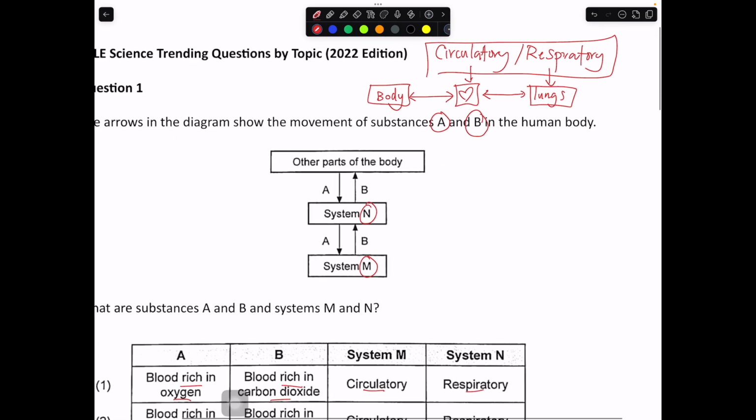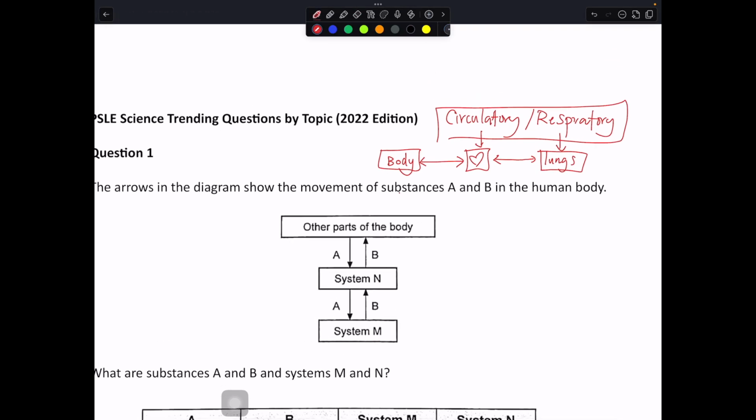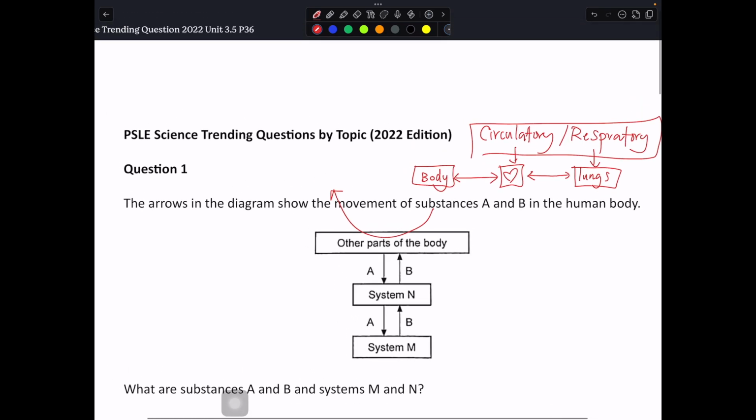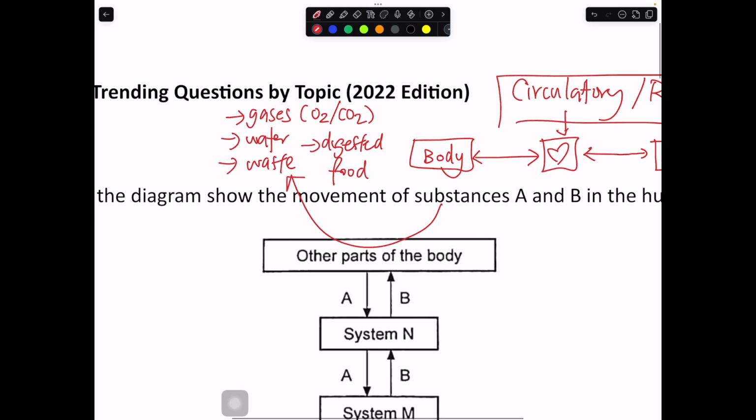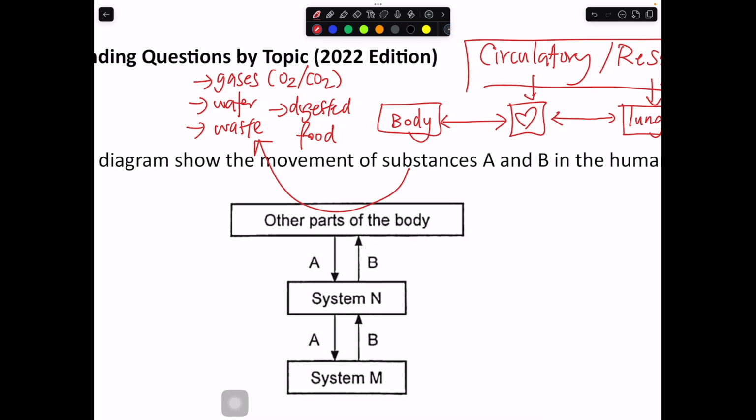There's a classic diagram that shows how these three things flow together. Now let's take a look at the substances before we go into this. Substances moving within the blood can be a few things: gases, oxygen or carbon dioxide. It can be water, it can be your waste, it can also be your digested food. So these are the few substances that can be found within the blood vessels when they are moving from the lungs to the heart to the body.